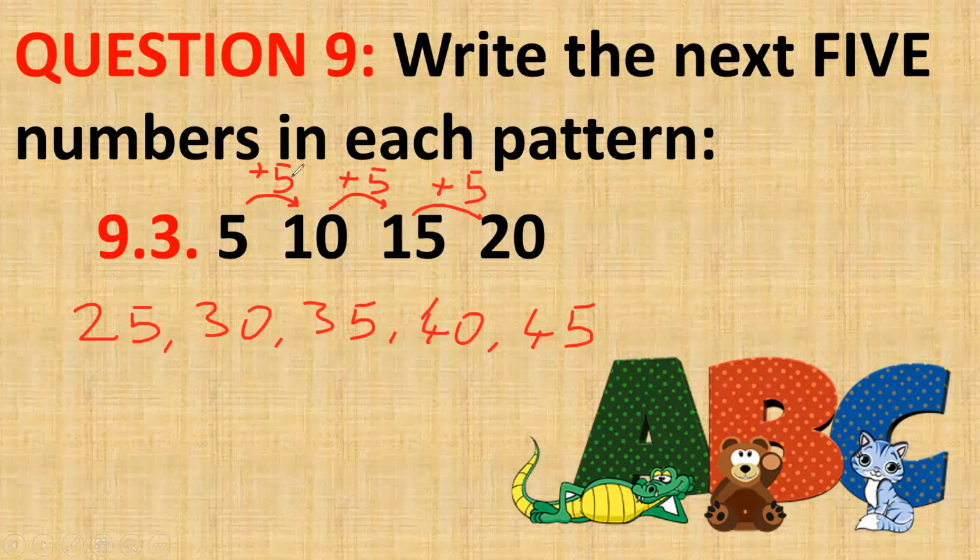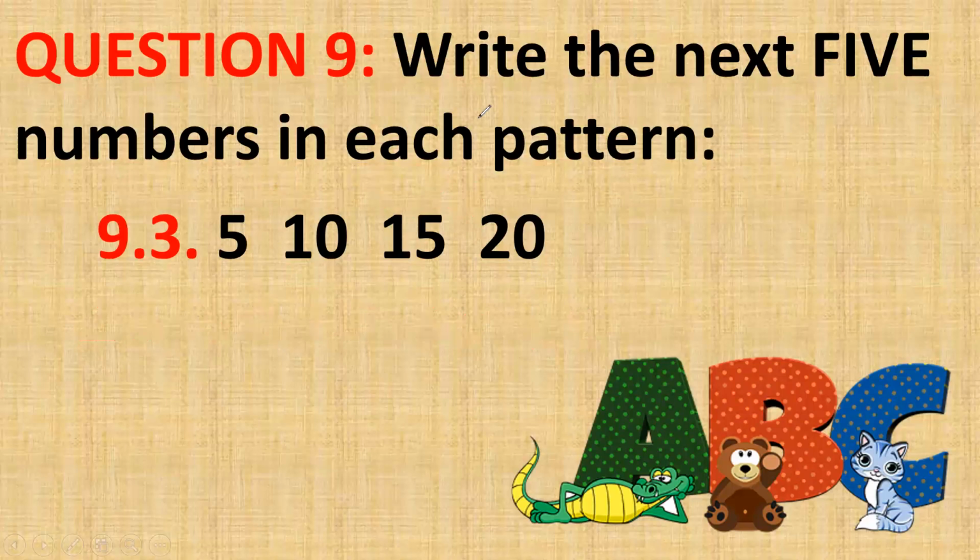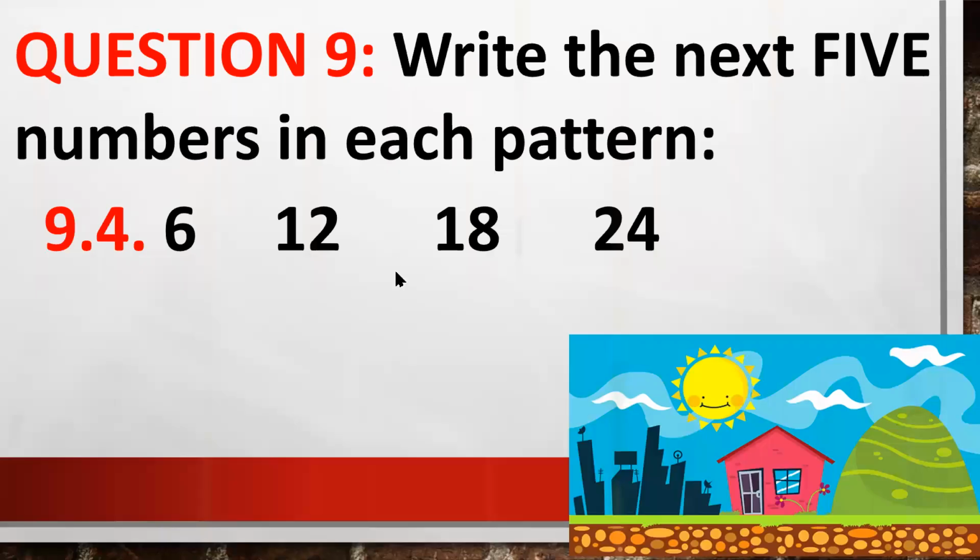Just test your rule. For example, if I said times 2, yes, it is working for the first one. But if I said times 2 for this, 10 times 2, you are getting 20, but 20 is not here. So please check your rule. All right, let's continue with the next question. Let's see what they ask.